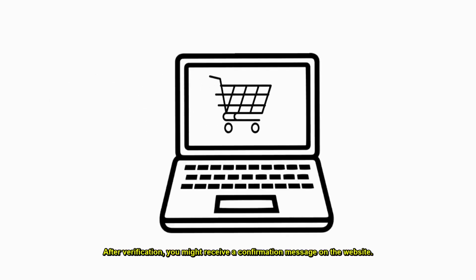Glassdoor will prompt you to enter your work email address associated with your employer. Check your email for a verification link sent by Glassdoor. Open the email and click on the verification link. You may need to log in again to confirm your identity. After verification, you might receive a confirmation message on the website.